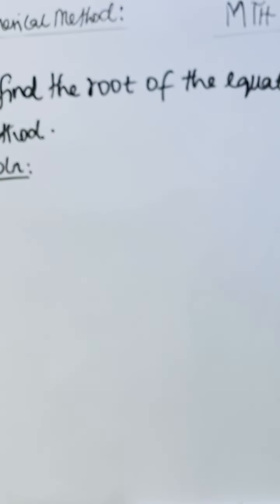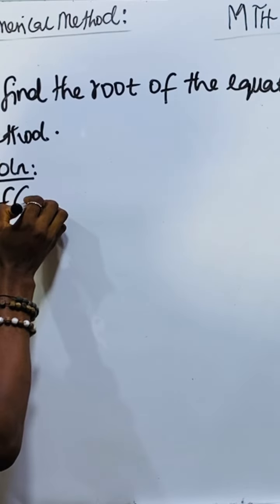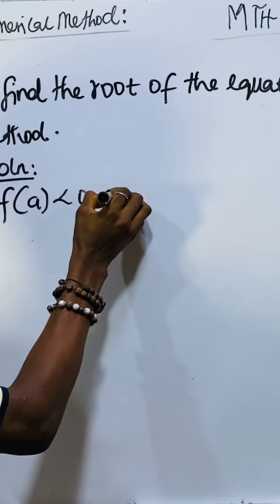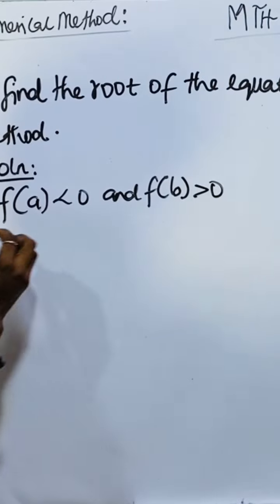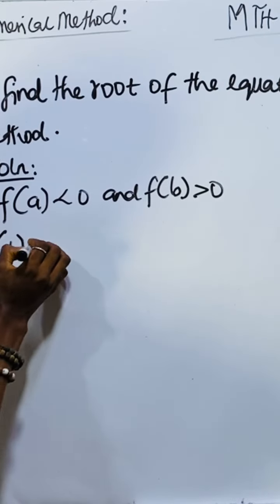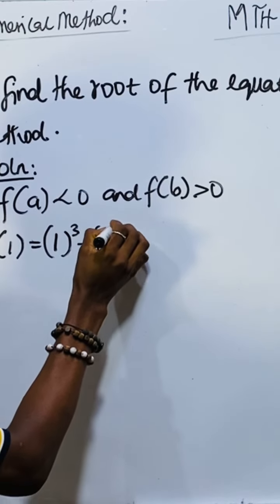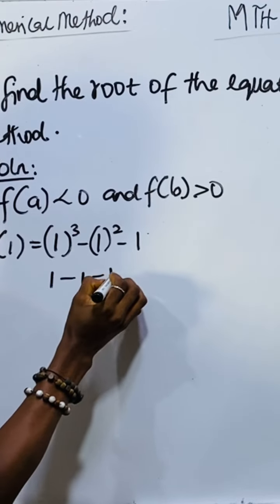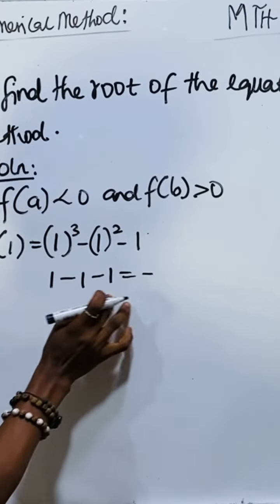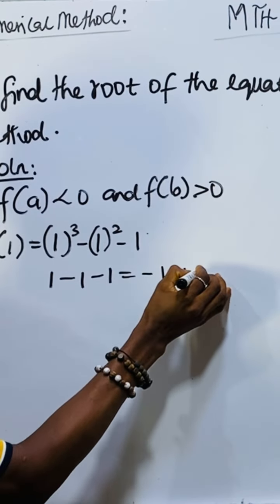Find the root of the equation x cubed minus x squared minus 1 equals 0 using the bisection method. In the bisection method, f of a is less than 0 and f of b is greater than 0. Let's test f of 1. We have 1 to the power of 3 minus 1 squared minus 1, which is 1 minus 1 minus 1. This gives us minus 1. So minus 1 is less than 0.